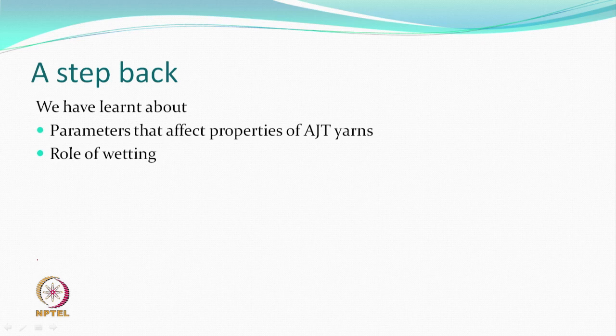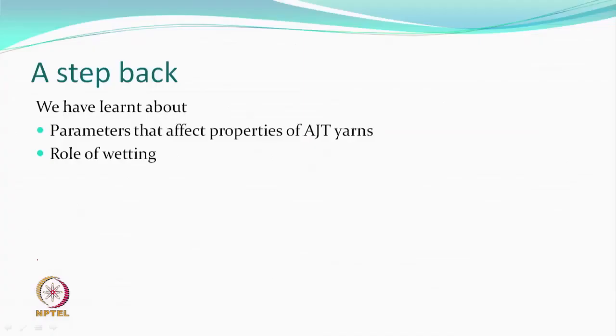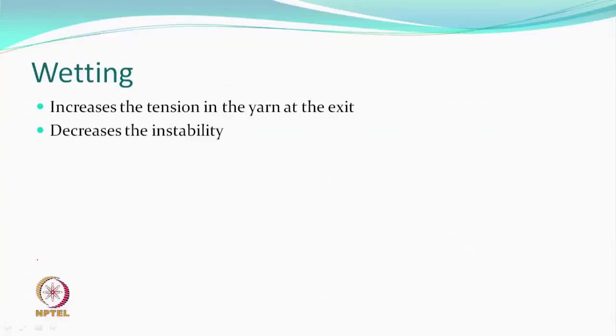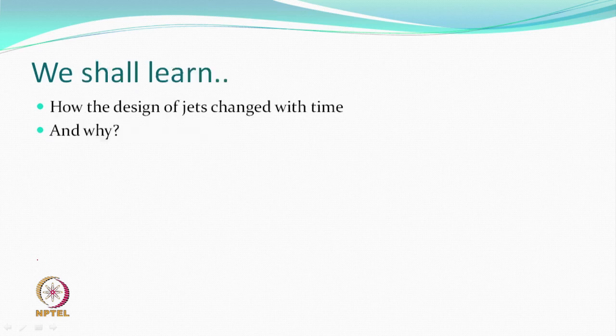In addition, we have also learnt the role of wetting, which was that it always, in all cases, reduces instability, and that was because the tension at the exit of the yarn is always high because of wetting. So, wetting increases the tension in the yarn at the exit and therefore decreases the instability. Today, we shall focus on the design of jets, how they change with time and why.